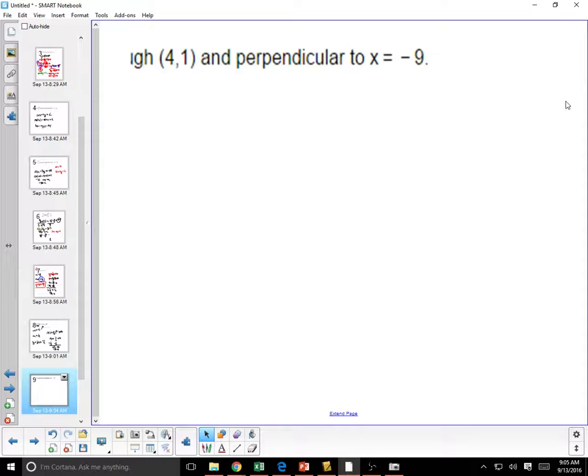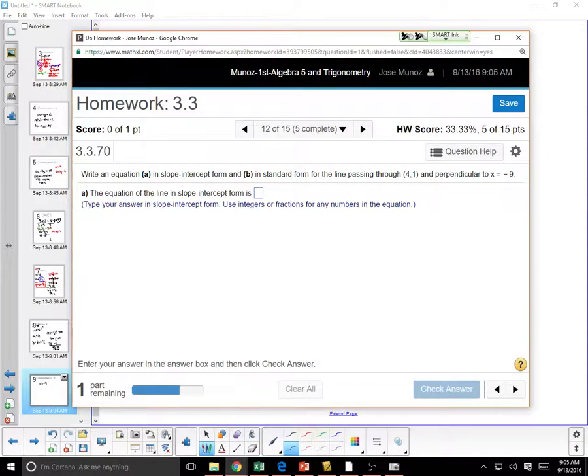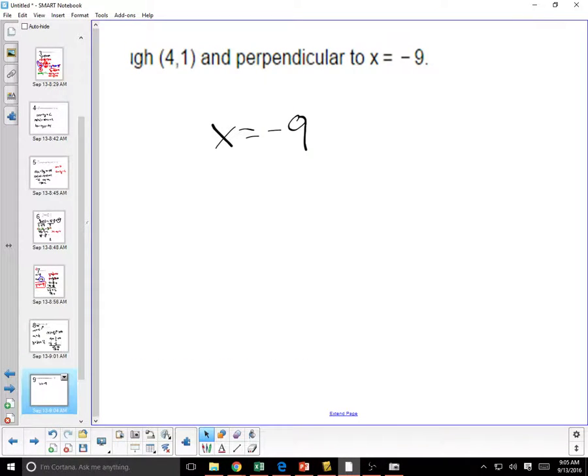I have a line x equals -9, right? Now here's the interesting part. This was really weird, because I just read it again in more detail. We want to write an equation in slope-intercept form and in standard form, for the line passing through 1, and it's perpendicular to x equals 9. Now, what type of line is x equals 9? It's vertical. So the one we're looking for is horizontal, because it has to be perpendicular, right? So that means my new line is going to be y equals something.